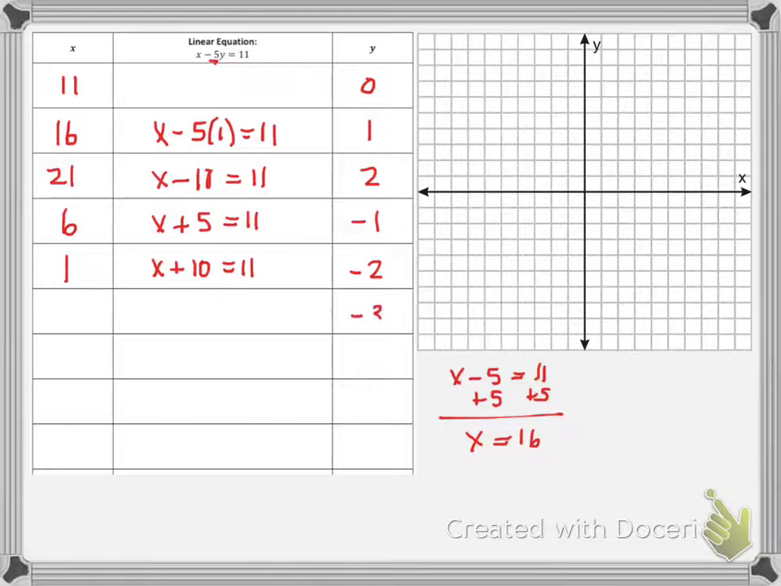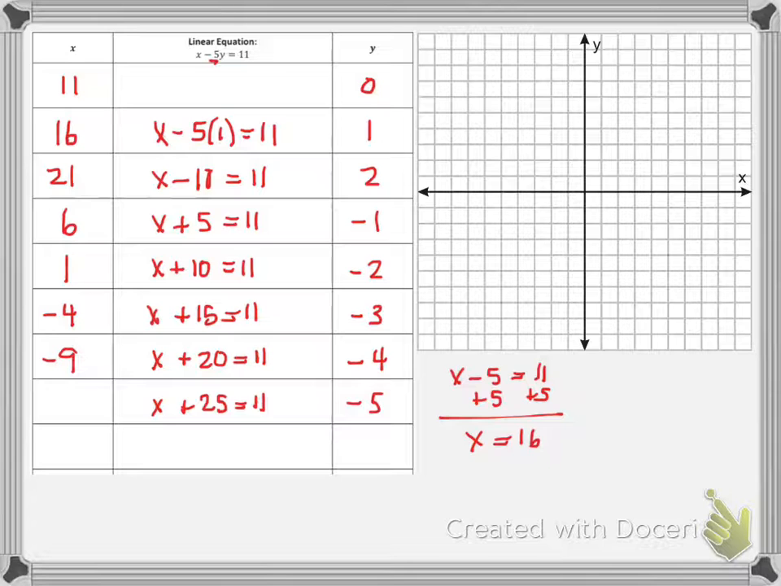If my y value is a negative 3, x plus 15 equals 11. Subtract 15 from both sides, I get a negative 4. If y is a negative 4, I would have x plus 20 equals 11. Subtract 20 from both sides, I get a negative 9. For x, if y is a negative 5, I would get x plus 25 equals 11. Subtract 25 from both sides, and I get a negative 14.